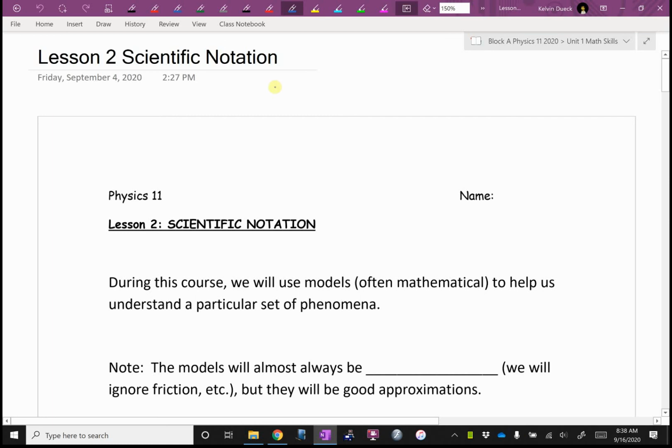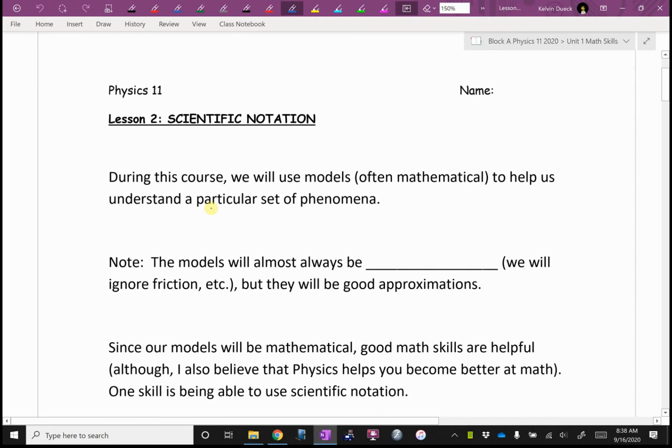Scientific notation. You've probably, in theory, seen it in either a math or a science class before. I'm going to assume you've forgotten it. During this course, we're going to use models, often mathematical models, to help us understand a particular set of phenomena, to help us figure something out and predict what's going to happen.